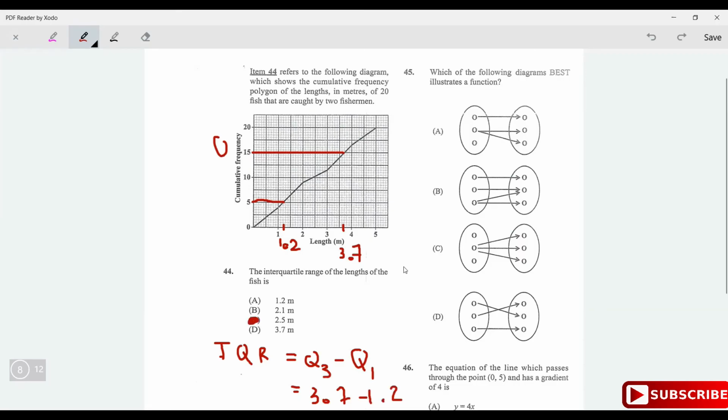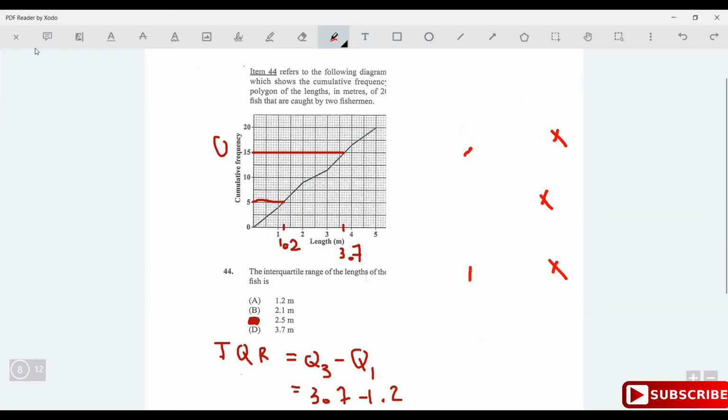Easy, soft, capital T. Which of the following best illustrates a function? This one doesn't map, so not a function, that's out. This one maps twice, not a function. This one doesn't map, not a function, so it has to be option D. Has to be option D.